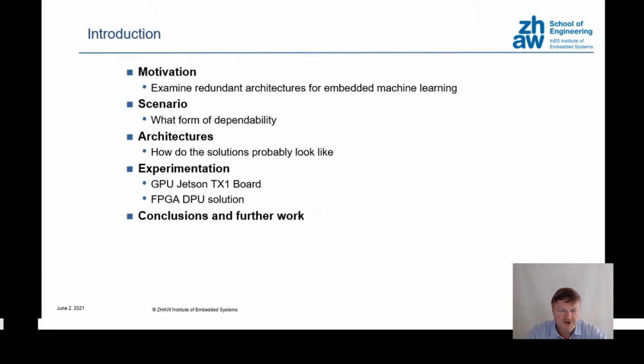So first of all, I want to talk about what forms of dependability we're actually trying to achieve. And then I want to talk about architectures. How can we achieve this in the AI domain, embedded AI domain. And then I'm going to present the results of some experiments that we have done specifically on GPU and FPGA platforms before presenting our conclusions and suggesting further work.